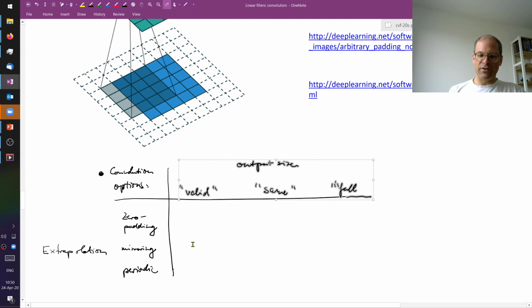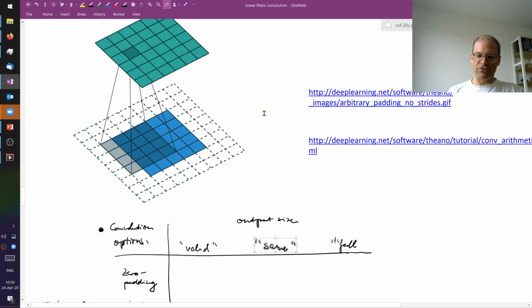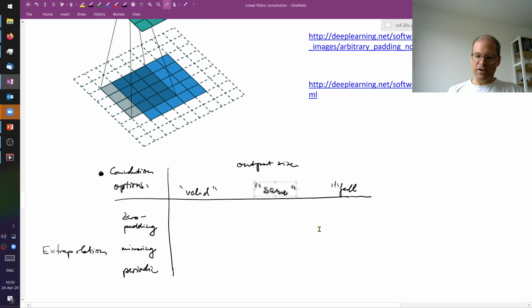Just the small part which is not influenced by the extrapolation, that would be valid. Or I want output of the same size, that's what was shown in this picture here. Or maybe I even want to use an even bigger output, which sometimes is necessary.